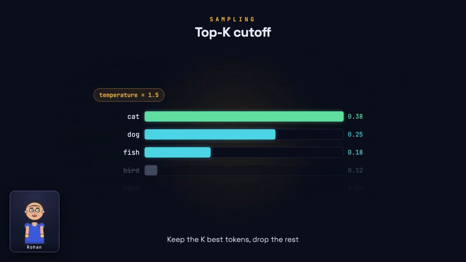Top K is the blunt version. Rank the tokens, keep only the K highest, and throw the rest away. Here, with K equal to 3, we keep cat, dog and fish, and dim bird and rock to 0. We then renormalize the survivors, so they sum to 1 again, and sample from just those. Simple, but K is a fixed count that ignores how confident the model actually is.